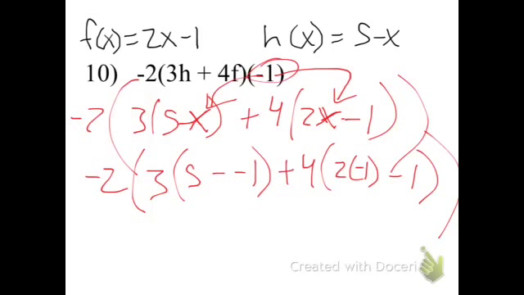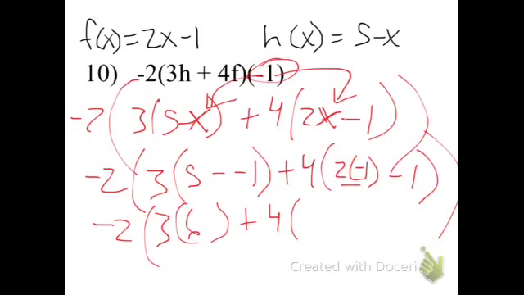A lot of parentheses, huh? Negative 2. Well, work inside out here. You got 5 minus negative 1. That is 6. And so I got to do 3 times 6 plus 4 times, well, 2 times negative 1 is negative 2. Subtract 1 gives you negative 3 inside there.